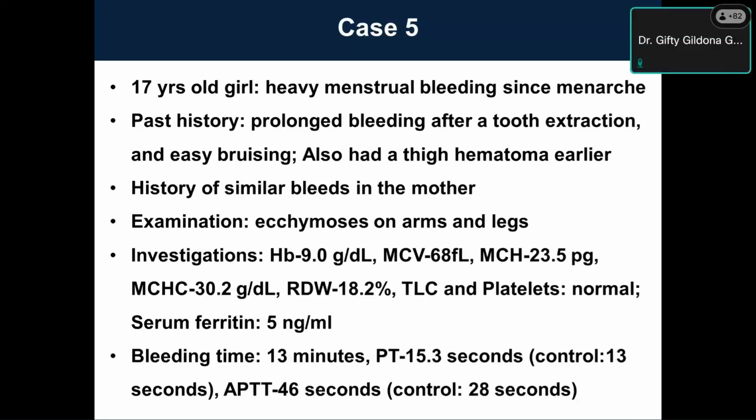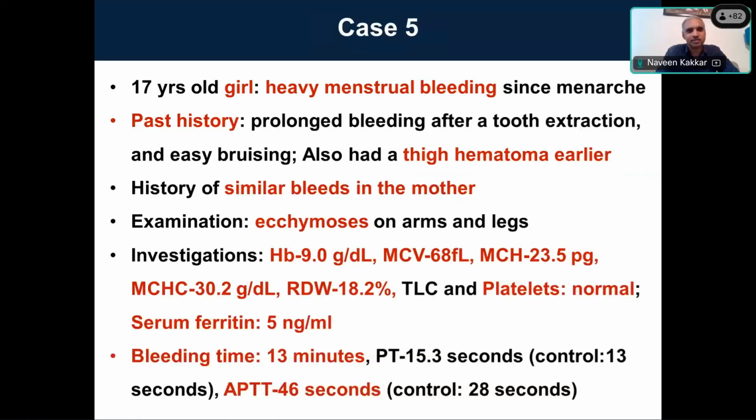So very good, very correct diagnosis. Let's look at the pointers in this case. One, we are not dealing with a boy, so hemophilia seems to be out. Heavy menstrual bleeding since menarche, past history, mixed bleeding. So mucocutaneous, tooth, easy bruising, skin, and then a deep tissue bleed. So she has a platelet type bleed and a coagulation type bleed. So a mixed bleed is typical in von Willebrand.